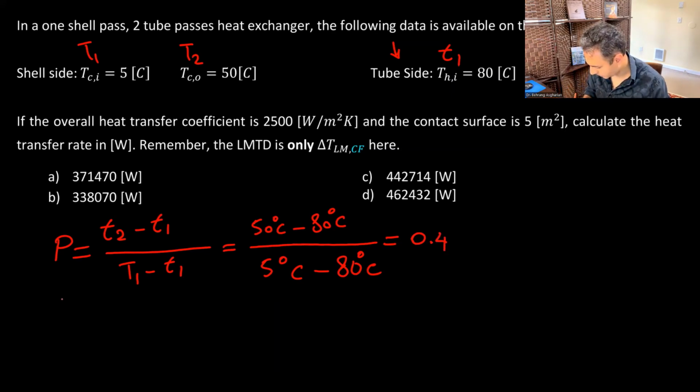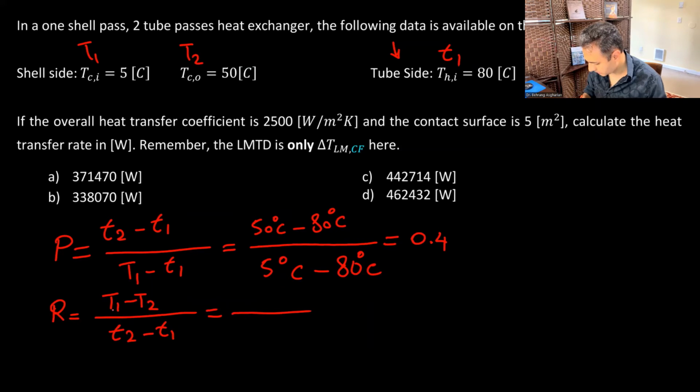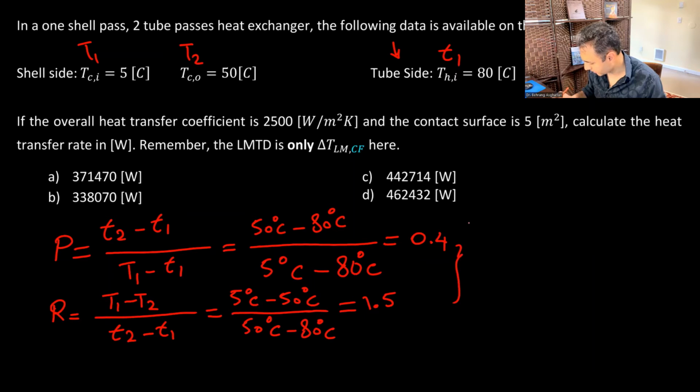Now, what is R? How do we calculate R? According to the equation in that table, R is capital T1 minus T2 over lowercase t2 minus t1. Let's do that. T1 is 5 Celsius minus 50 Celsius, and t2 is 50 Celsius minus 80 Celsius. If you calculate this, it happens to be 1.5. Now, using these numbers, P 0.4 and R 1.5, we go to the graph and find the value of the correction factor.